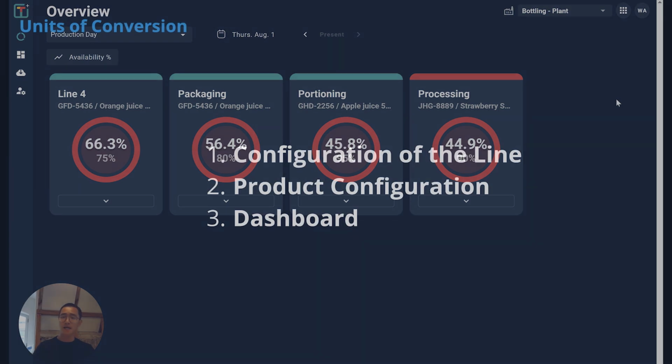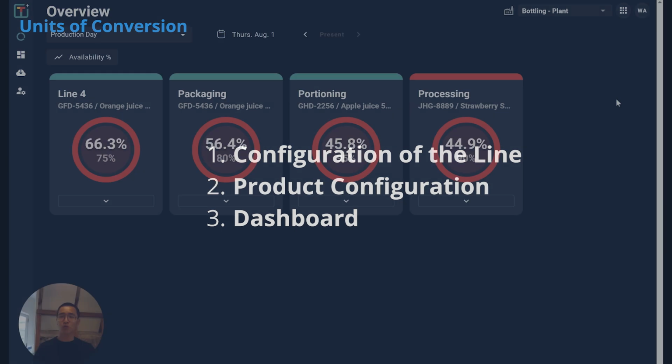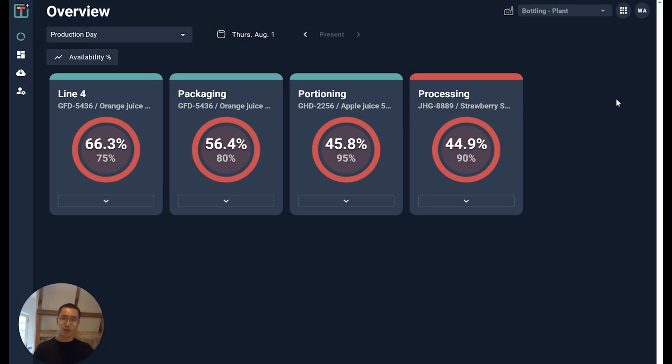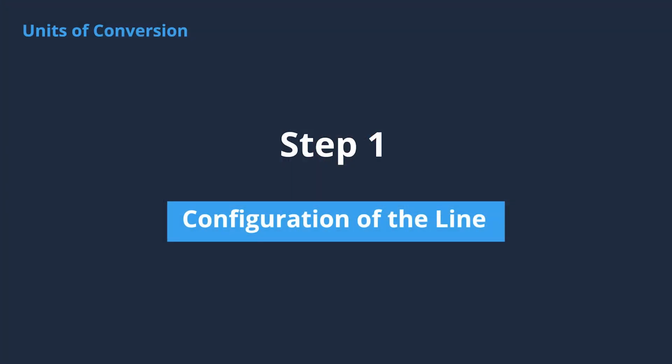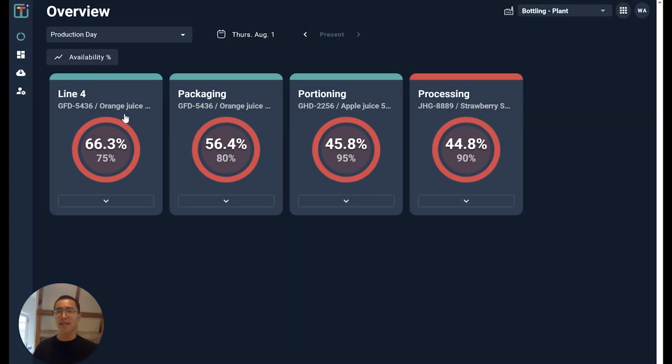The first one is making sure we get the correct configuration of the line. After that, we'll be configuring the product itself. And finally, we're going to finish with the dashboard, making sure we can navigate through the different KPIs with the different units. So let's get started. In today's example, we'll be using line 4 and the orange juice product that is currently running there.